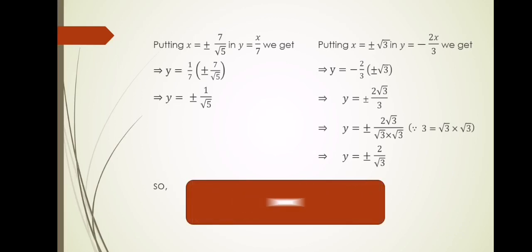So our solution set in this case will be plus minus root 3, plus minus 2 divided by root 3, plus minus 7 divided by root 5 and plus minus 1 divided by root 5.